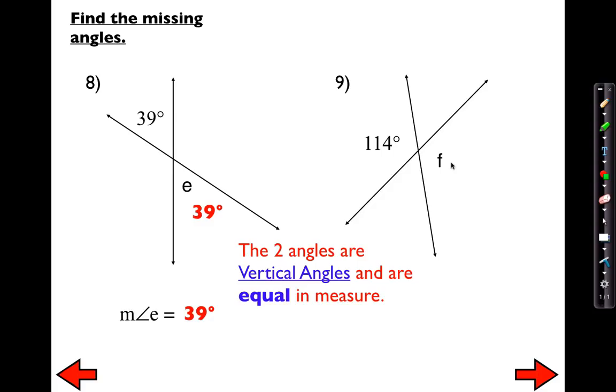Okay, so for number 9, hopefully you can just tell right off the bat by looking, you can say that the measurement of angle F is going to be 114. Why? Because these angles are vertical angles.